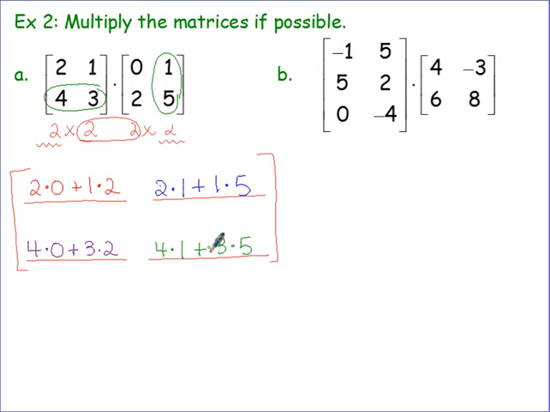Now, all we have to do is actually find the answers. 2 times 0 is 0. 1 times 2 is 2. 0 plus 2 is 2. Let's make your life easy. Pick up your calculators. In your calculator, 2 times 1 plus 1 times 5. You should get 7. And your calculator, 4 times 0 plus 3 times 2. You should get 6. And your calculator, 4 times 1 plus 3 times 5. You should get 19.